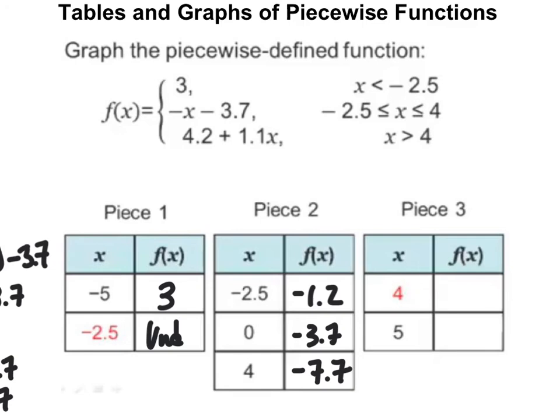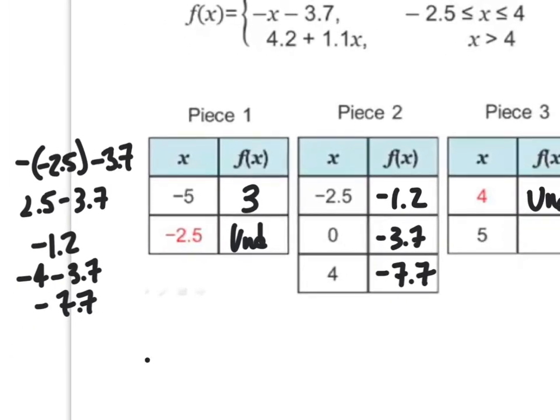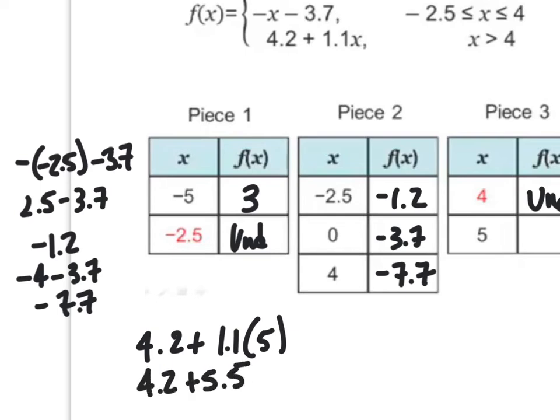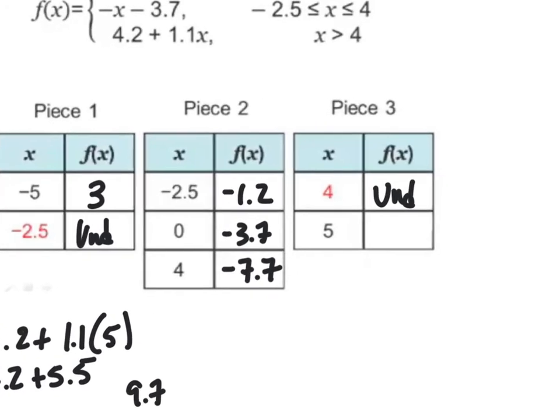Now, if we want to plug in 4 into that third function, we can't do that because it's not in our domain. Okay, 4 is not greater than 4. That's a false statement. So this is also undefined. Okay, now I could plug in 5. That would work. So 4.2 plus 1.1 times 5. That's going to give me 4.2 plus 5.5, and 4.2 plus 5.5 is going to give me 9.7. Okay, and so that's what we've got, 9.7.